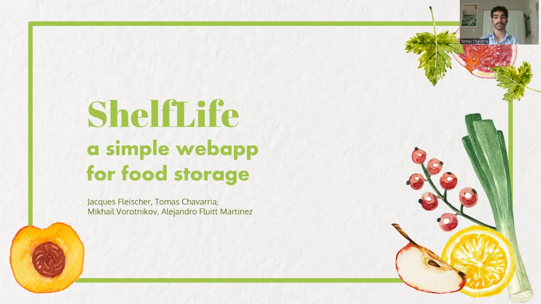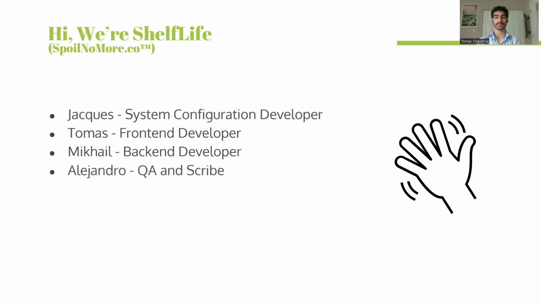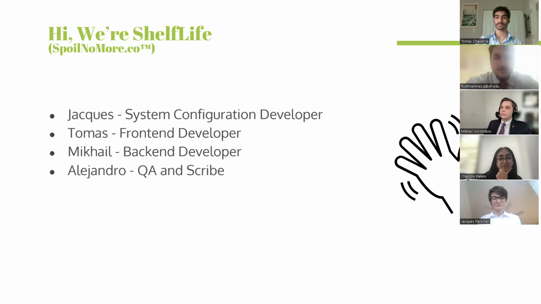Let's introduce you to our development team. First of all, I'm Jacques, or JP, and I'm the system configuration developer. My name is Tomas Chavarria, and I'm the front-end developer for ShelfLife. I'm Mikhail, I'm backend developer. I'm Alejandro or Alex, and I'm the QA and scribe at ShelfLife. All right, and with that, let's get started.